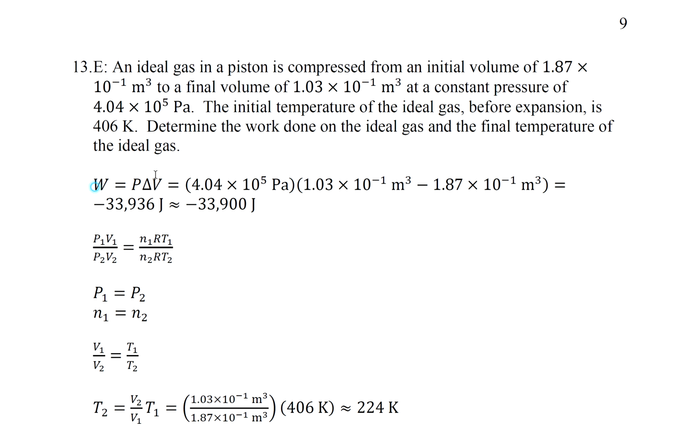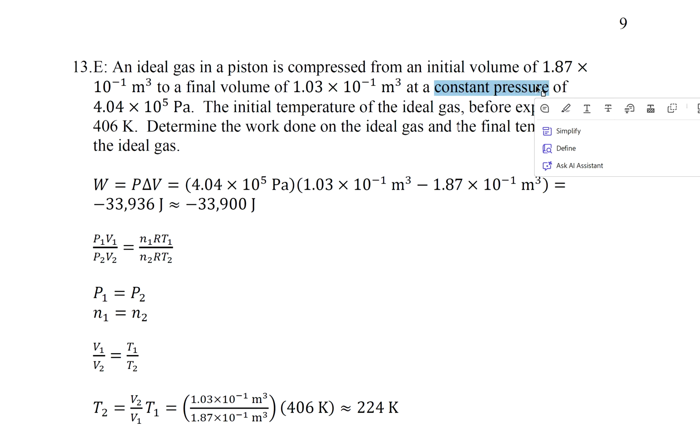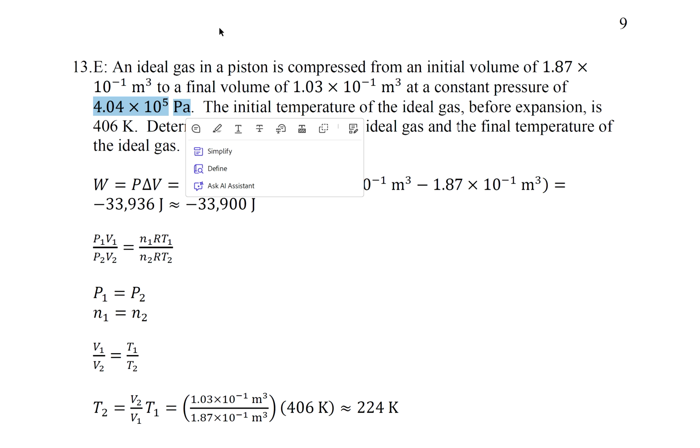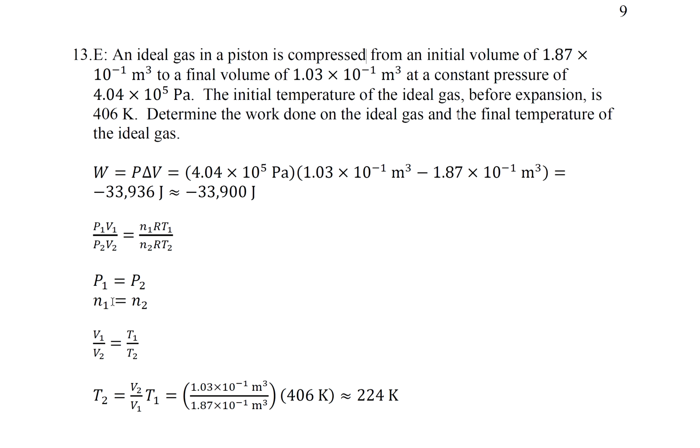So W equals P delta V, because it says constant pressure. We know delta V because they gave it to us, and we know P because they gave it to us. So we were able to solve for W, which is negative. Of course it's negative because the volume is compressed. So PV equals nRT, P1 equals P2, n1 equals n2, R equals R, of course. So we have this equation.